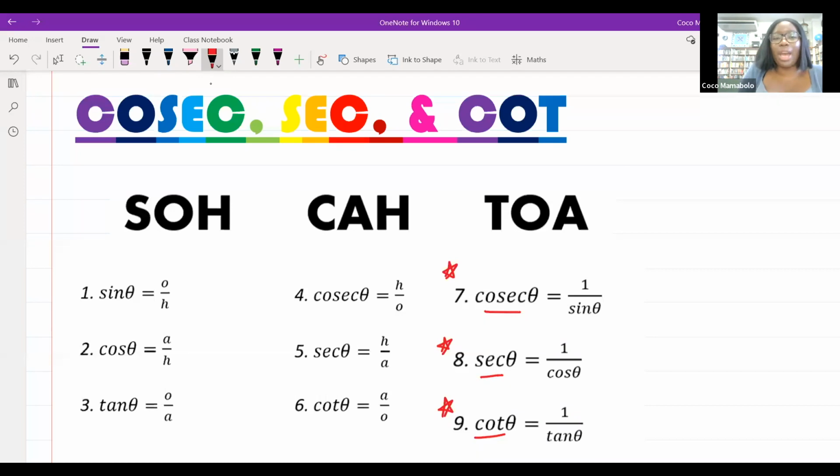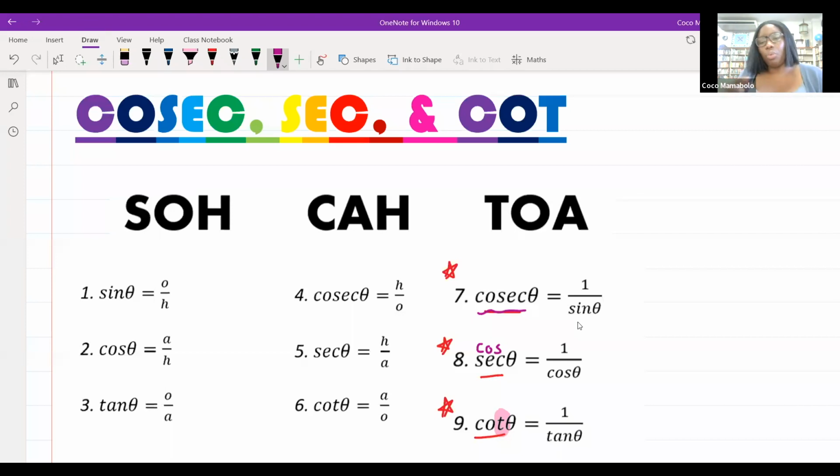Now, the easiest way I always remember these is that my cot has a T, and so does my tan. So I know that cot belongs to tan, right? Sec almost looks like cos backwards. Cos, sec. They almost look the same backwards. And the only one left is cosec, which we give to sine.